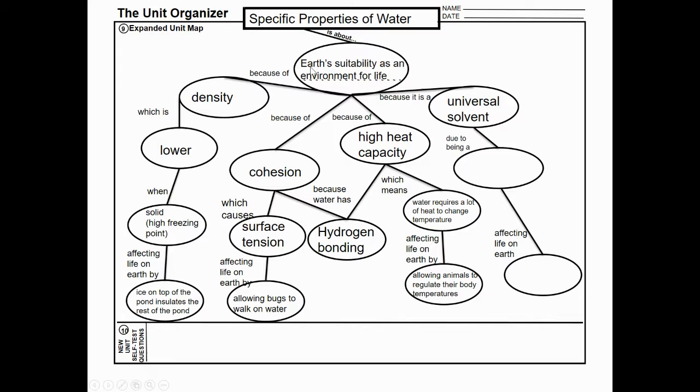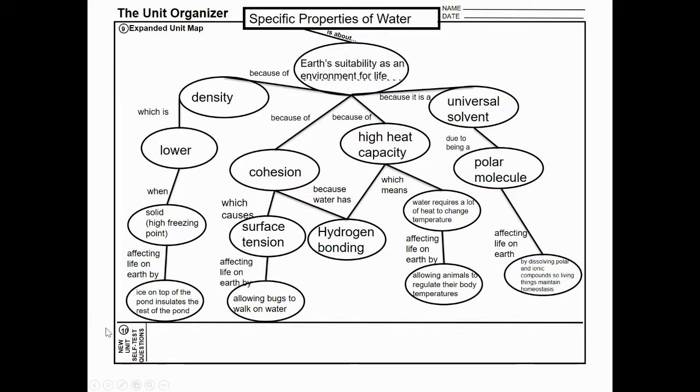Let's look at our last strand, Earth's suitability as an environment for life because it is a universal solvent. And that's because it's a polar molecule, so it can dissolve lots of different things. It's going to dissolve the nutrients we need and bring them to our cells. And it's also going to dissolve the waste products from the cells and carry them out of our bodies. So that allows us to maintain homeostasis.